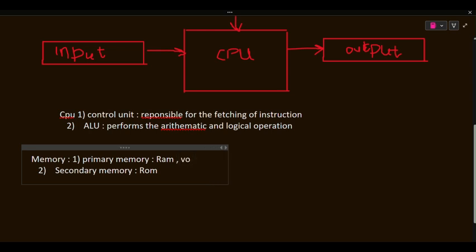Primary memory is volatile in nature. It means when the power of the system turns off, all the data stored in the primary memory will be vanished. Volatile. Whereas the secondary memory is non-volatile. Even if the power of the system turns off, the data stored in the secondary memory does not vanish until the user deletes it permanently.